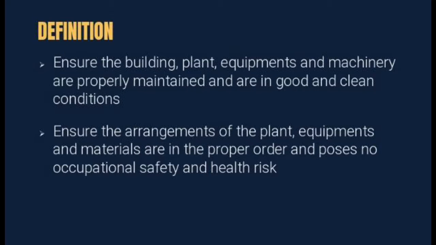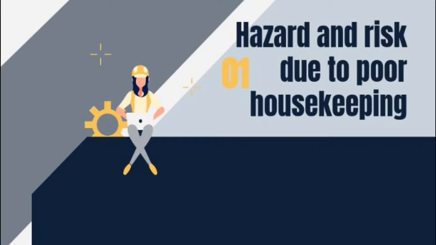Definition: ensure the building, plant, equipment and machinery are properly maintained and are in good and clean conditions. Ensure the arrangement of the plant, equipment and material are in the proper order and pose no occupational safety and health risks. Hazard and risks due to poor housekeeping.